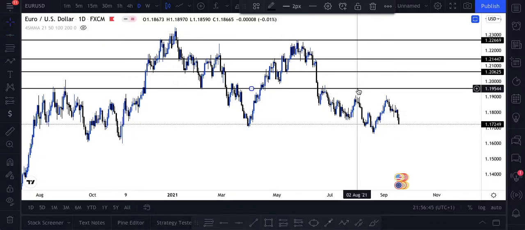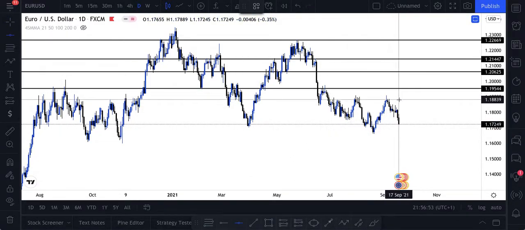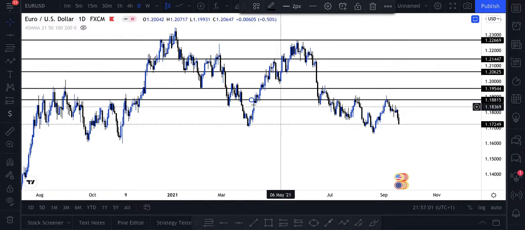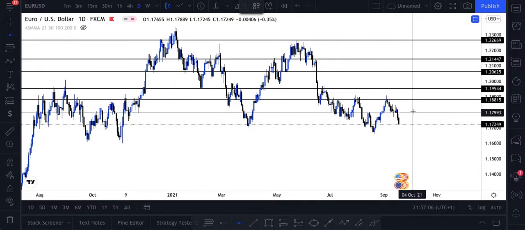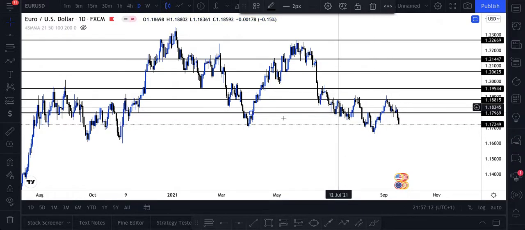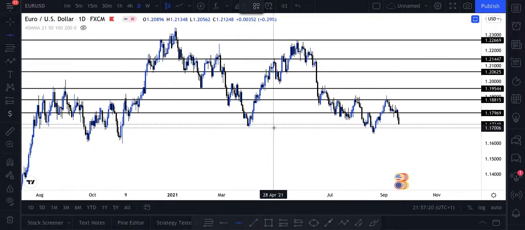So you can draw one definitely right there: resistance, support, support, resistance. So that's very valid. Then we have one right here, as it was used as a resistance multiple times, support here, resistance, resistance. So that's very valid. We also have one right here as the market rejected and used it as a support here: support, resistance. So that's very valid.